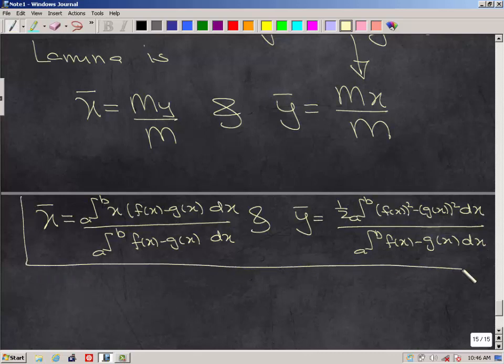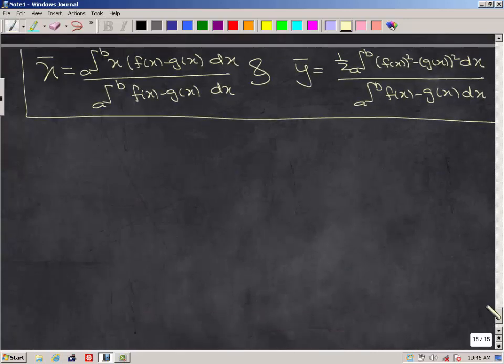So I did write them down eventually, but remember the deltas in the front cancel, so we really don't need to worry about the density at all. You can just completely ignore it. Is that okay? All right.